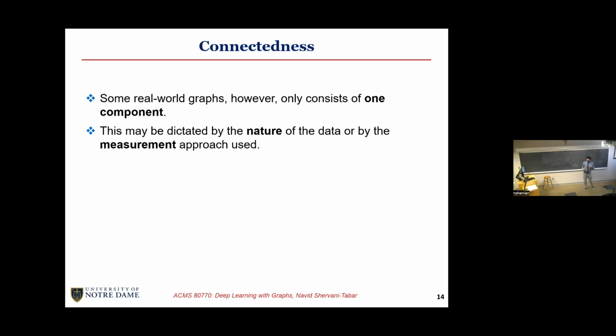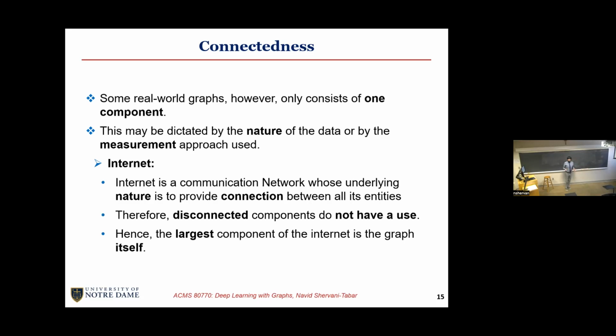And this can have two reasons. One can be based on the nature of the graph and the nature of the system itself. The second can be because of the way we measure the system. So let's say, for example, the internet. The internet is the set of hardware that connects different computers through cables, different routers through cables to each other, right? So each router represents a node. These cables that connect different routers represent our edges.